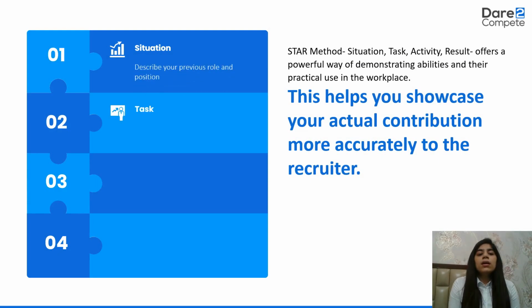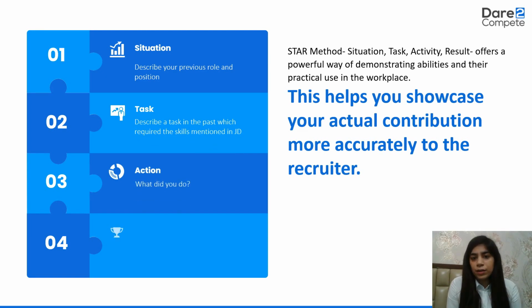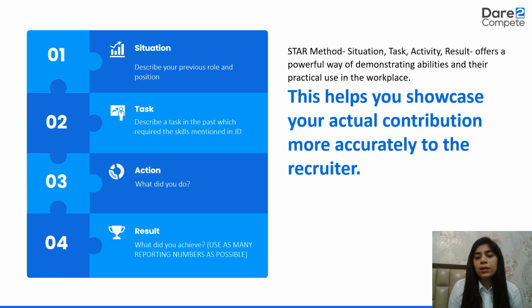Moving on, we talked about the STAR method, which is largely situation, task, activity, result. This is actually a powerful way of demonstrating abilities and their practical use in the workplace. So say you want to talk about a particular point, how should you do it? First thing you should do is write the situation. That is, describe your previous role and position where you worked, what was your role, whether you were a manager, an analyst, or a consultant. Whatever your role was, you should directly define it. This is called situation, and this should be your first step.